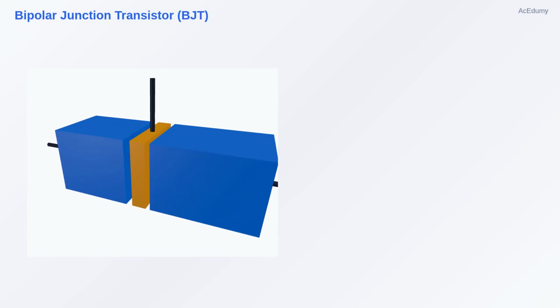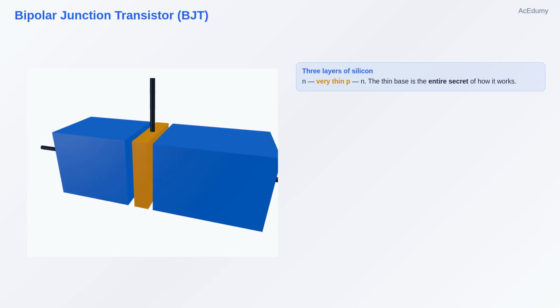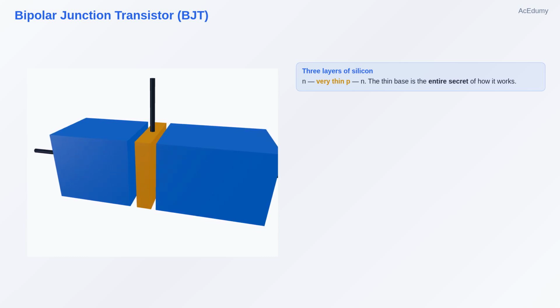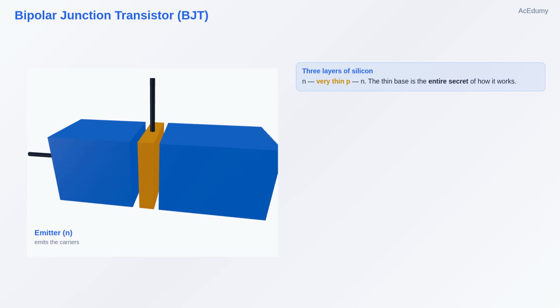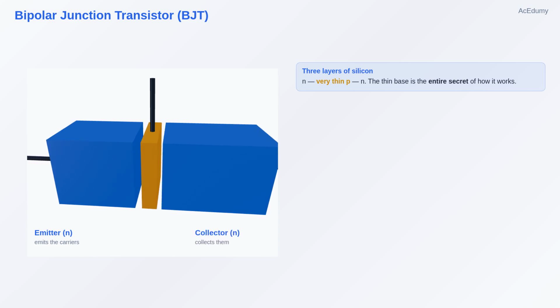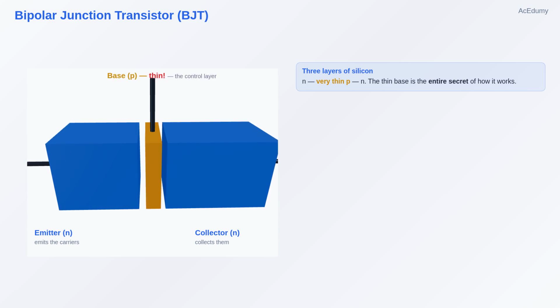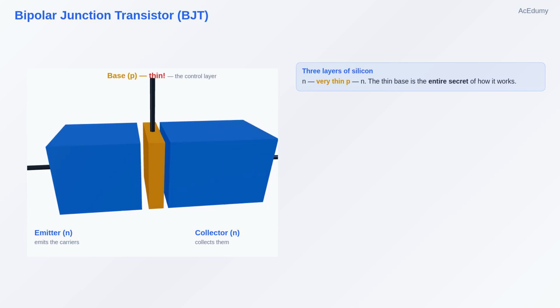The full name is Bipolar Junction Transistor, BJT. And the structure is simpler than the name, 3 layers of silicon. Take an N-type layer, then a very thin P-type layer, then another N-type layer, N, P, N. Each layer gets a terminal, and each terminal gets a name. The emitter, which emits the charge carriers, the collector, which collects them, and in the middle, the base, the thin control layer. Keep that word in mind, thin. The base being thin is the entire secret of how a transistor works.